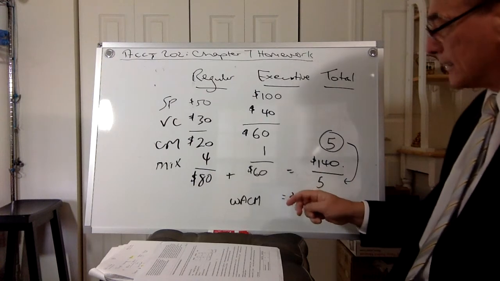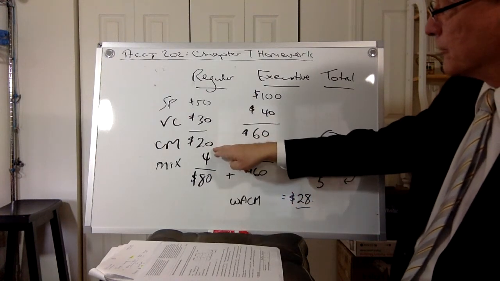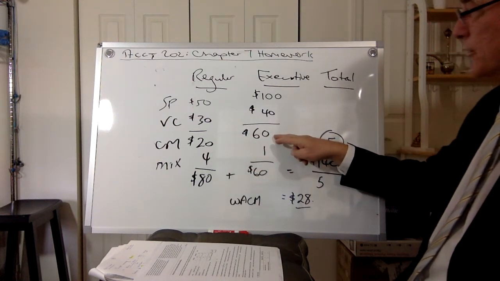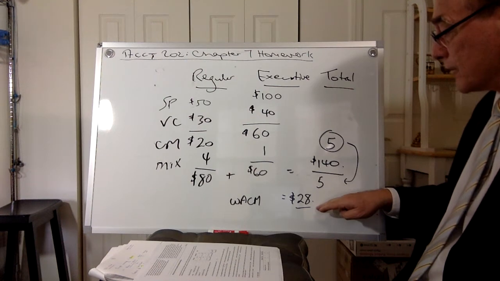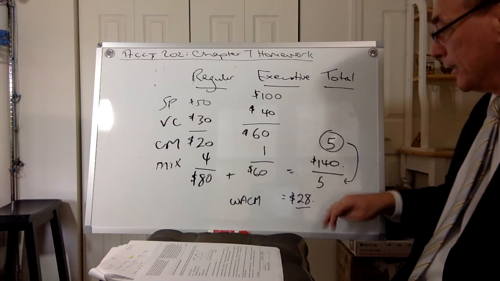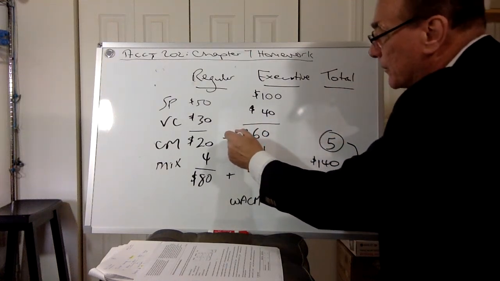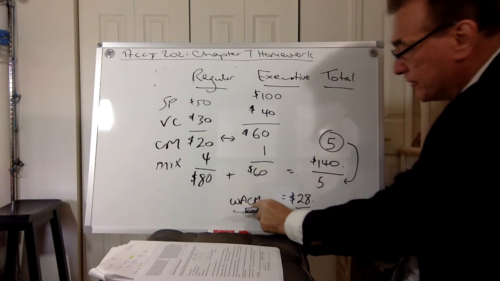So the weighted average contribution margin for all of the tickets, both sets of tickets, is $28. You have to look at that and say, is $28 somewhere between contribution margin 20 and contribution margin 60? Yes, it is, so you're okay. If you got an answer of $280, you'd be wrong. If you got $2.80, you'd be wrong, because it's got to be somewhere in between. So that's the weighted average contribution margin.